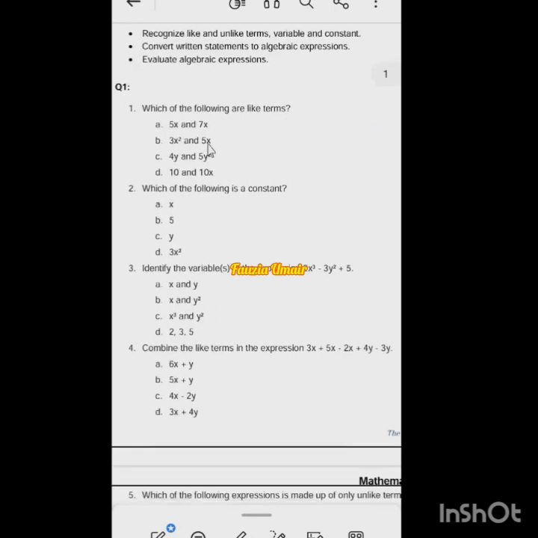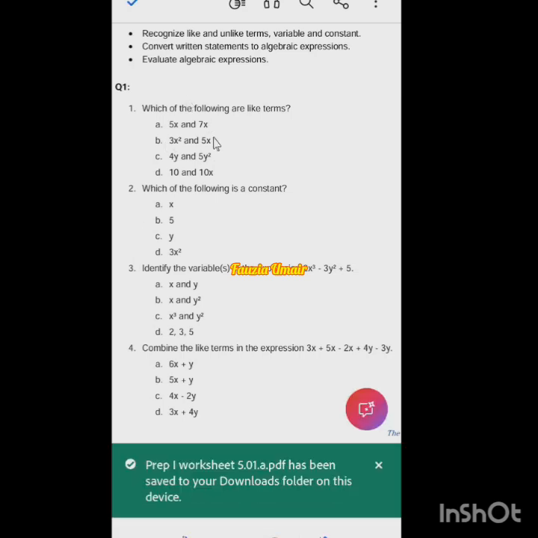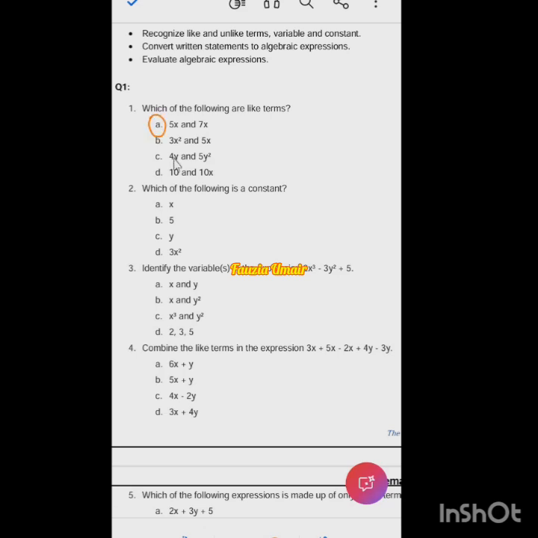So which of the following are like terms? Ma'am, 5x and 7x. Very good. 5x and 7x, they are like terms. What is the problem in B part? It's 3x to the power of 2. The powers are not same. What is the problem in C part? Again, the powers are not same. What is the problem in D part? Ma'am, the 10 does not have a variable. The variable is not same. This is a constant value and this is an x value, right? Yes.